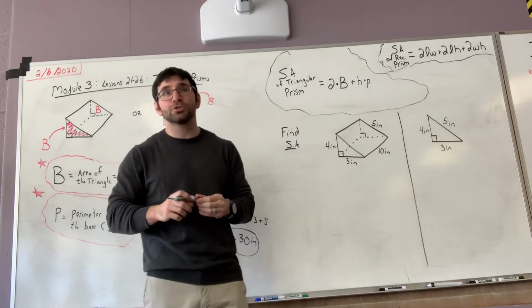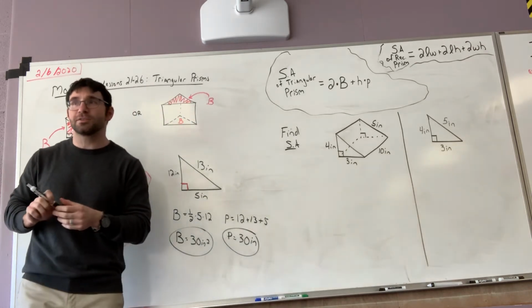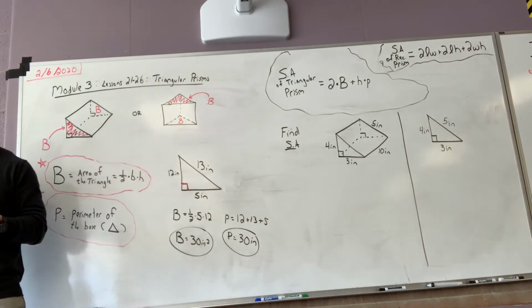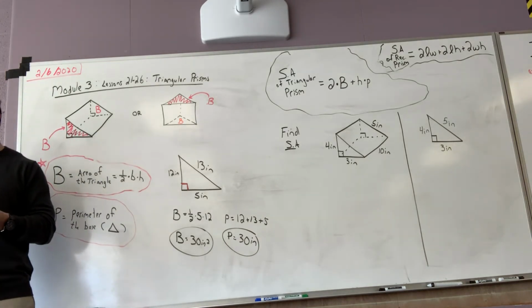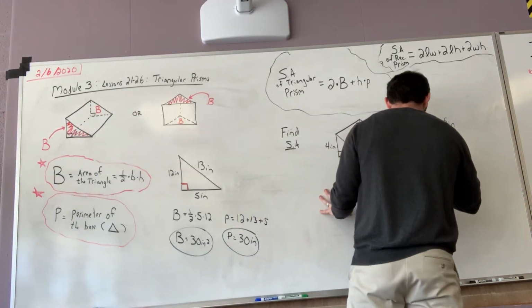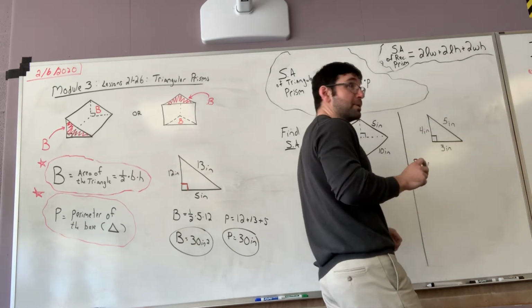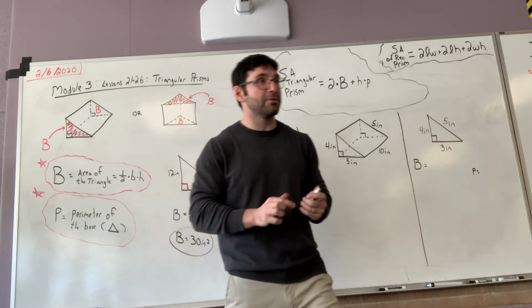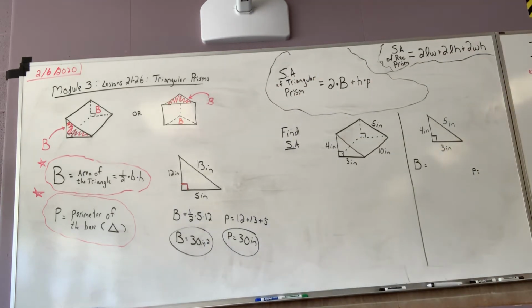Once I have that triangle, guess what 2 things I'm going to ask you to find? What 2 things do you think I'm going to have you find? Hannah? Yeah, big B and little p. So with your group, I'd like you to find the area of this triangle, which is big B, and I'd like you to find the perimeter of this triangle. Do so now.